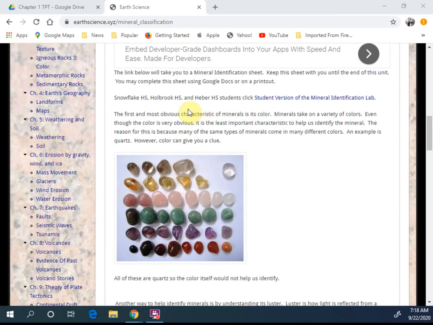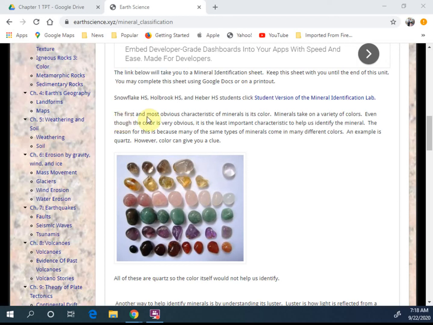Okay, so this link below is the lab that I will have also loaded for you guys for the mineral identification lab. And you will complete this on hard copy. I will load it in Google Classroom, but it will be a hard copy printout. Okay, this lab walks through 6 or 7 particular characteristics that help you identify a mineral in question down to the name of it.